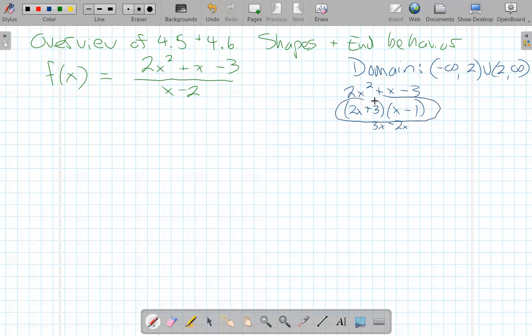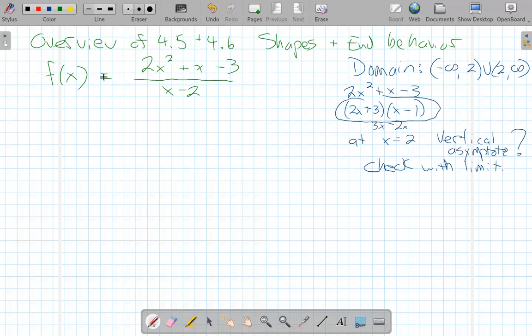And notice that neither of those factors is x minus 2. So at x equals 2, we don't have a hole. What it looks like is at x equals 2, we have a vertical asymptote. And we'll take a limit to check that in a moment. Question mark, check with limit. So we'll come back to that.